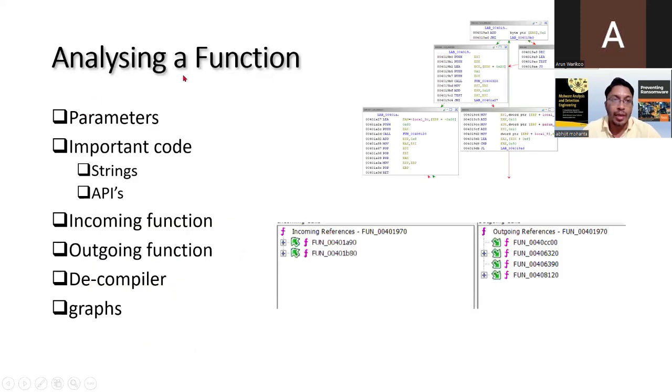So basically, Ghidra is going to show you parameters, what are the important, and while analyzing a function, you can look into the parameters, what are the important piece of code in the function. Like you can guess by looking into what are the APIs called, what are the strings used in that function. You can also check what functions call this particular function and what functions are called from this particular function. Then you can look into graph, and then you can look into the decompiler as well.